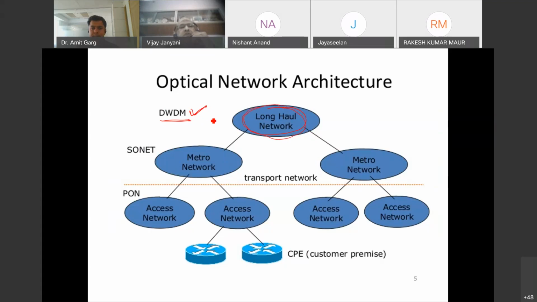So DWDM is used here, and then metro network, as I said, SONET, or you may have SDH. SONET is synchronous optical network. SDH is synchronous digital hierarchy. And then you have the access networks, and this is the customer. So this customer is directly connected to the access network, and PON is one example.